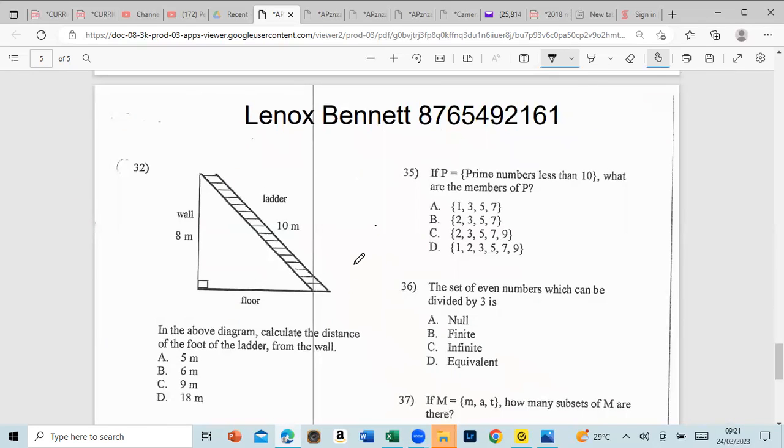In the above diagram, calculate the distance of the foot of the ladder from the wall. Alright, so this one looks like Pythagoras theorem. So it's 10 square. Very nice question, though. You see how I set it up nicely?